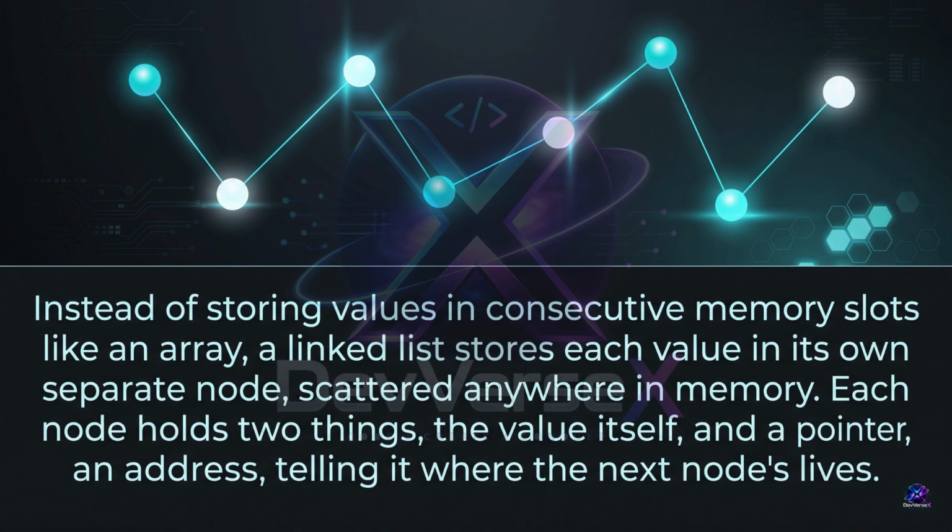Instead of storing values in consecutive memory slots like an array, a linked list stores each value in its own separate node, scattered anywhere in memory. Each node holds two things: the value itself and a pointer, an address, telling it where the next node lives.